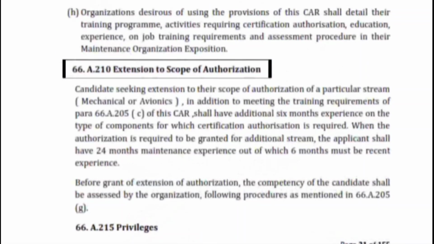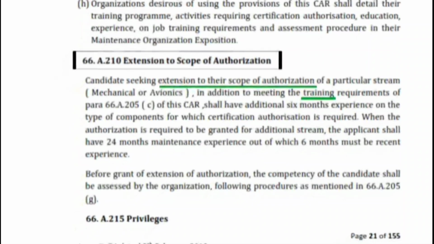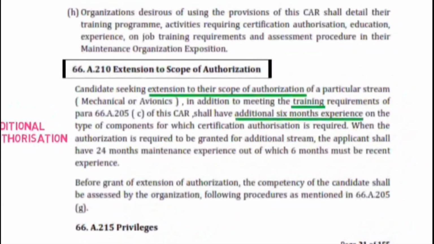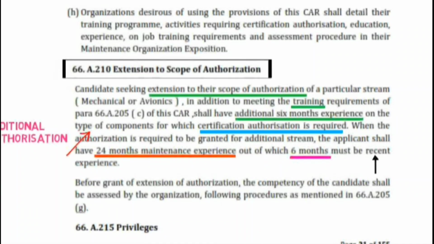Extension to the scope of authorization. Now suppose you are increasing your component maintenance authorization, you need to go through the same thing, again training to get an authorization. As a component certifying staff, if you are going for an addition in your component authorization, you need at least 6 months of experience on the particular type of component you are going for. Now when a new authorization is to be granted, the certifying staff should have a total of 2 years of experience, out of which 6 months should be the recent one. And as we know, the organization will check your capability before the new authorization is granted.